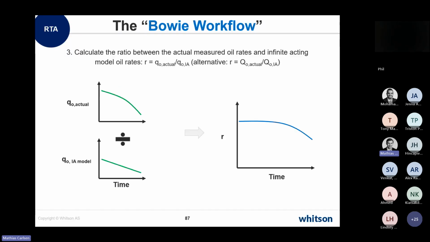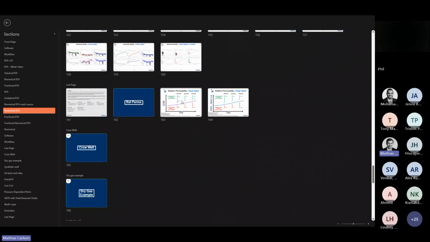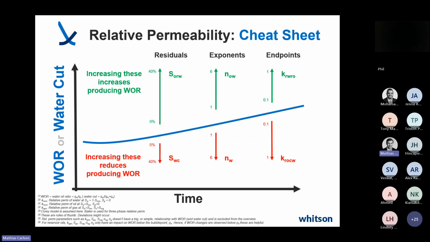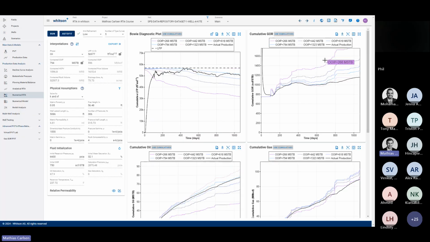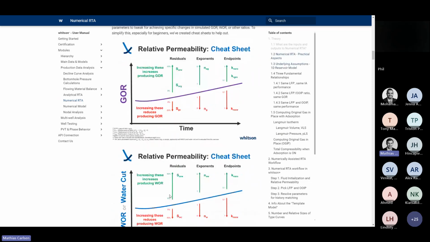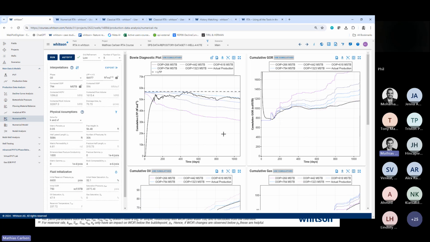In the appendix of the slide deck, there are cheat sheets on relative permeability. You'll also be able to find those in the manual, but there are two cheat sheets on GOR and water cuts, showing which parameters are changing these, moving them up or moving them down. You can also find them here in the software, anywhere we're talking about rel-perms, and they're also in the manual.